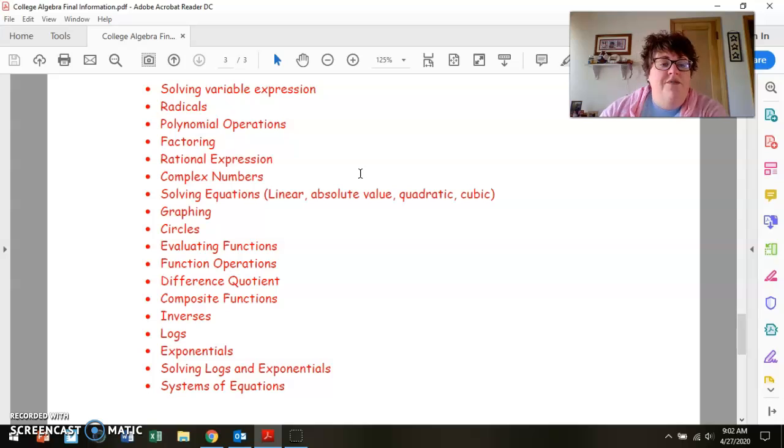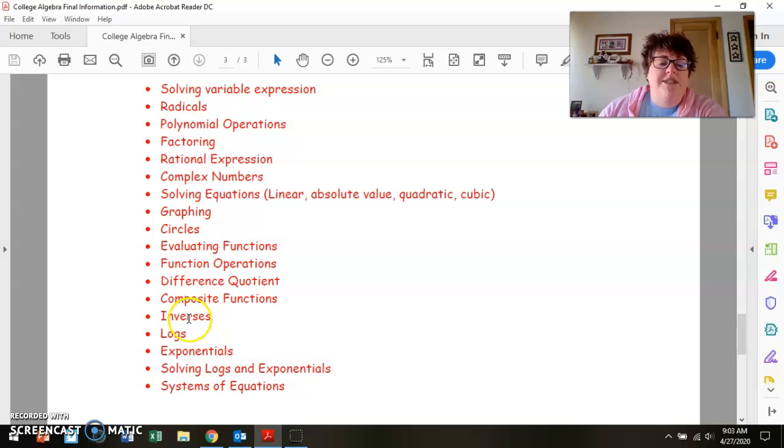Solving variables to complex numbers is chapter P. Solving equations is all of chapter 1. Graphing, evaluating functions, function operations, difference quotient, composite functions, and circles are all chapter 2.